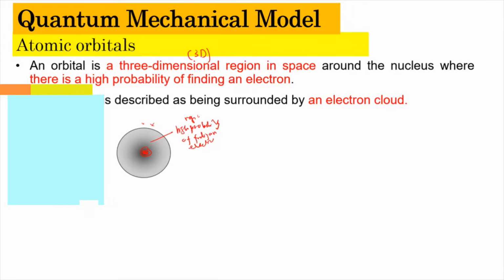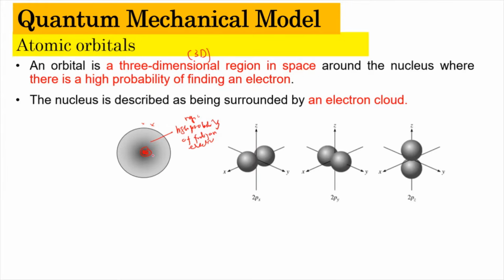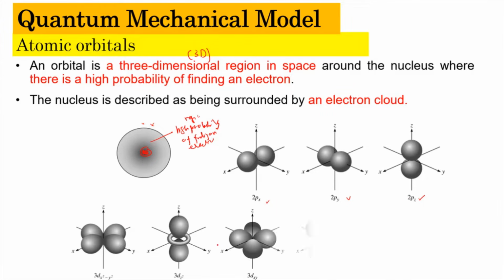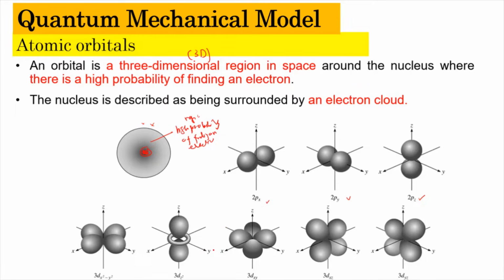Okay, and the orbital basically depends on its shape and also orientation. So we have the s orbital here, and then we also have a 2p orbital. The 2p orbital will consist of 3 orientations, which are 2px, 2py, and 2pz. Also, we're going to have a 3d orbital. The 3d orbital will have 5 orientations. So they have 3d x square minus y square, 3d z square, 3d xy, and then 3d xz and also 3d yz. So there are going to be 5 orientations altogether.